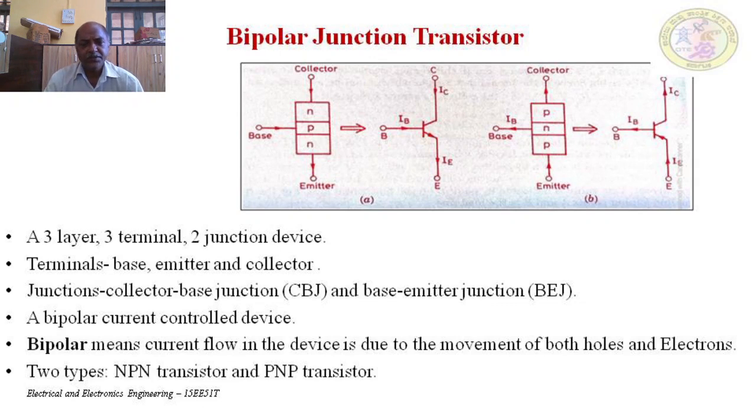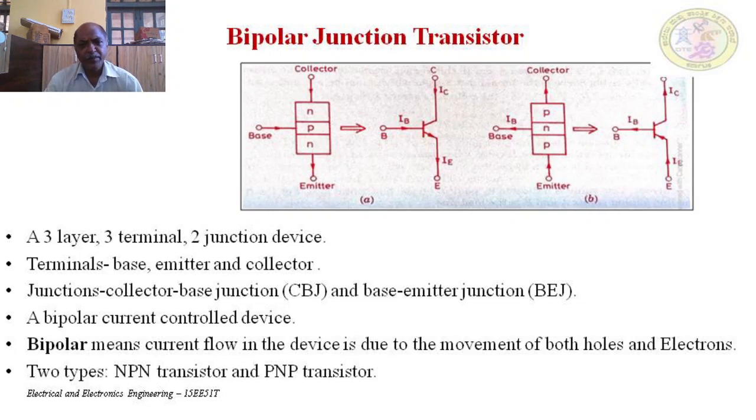A BJT will have three layers. If one P layer is provided in between two N layers, that transistor is called an NPN transistor. If an N layer is provided between two P layers, then it is called a PNP transistor. The function, operation and characteristics of both the NPN and PNP transistors are almost similar, hence they can be used for similar applications. The transistor has three layers and also three terminals: one is the emitter, the other is the collector, and the third one is the base.